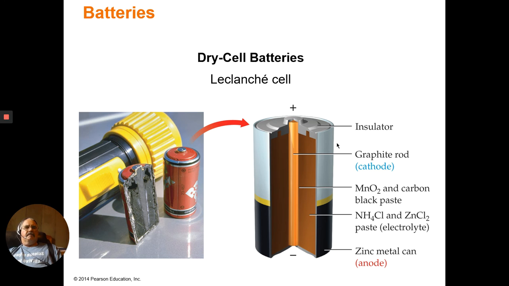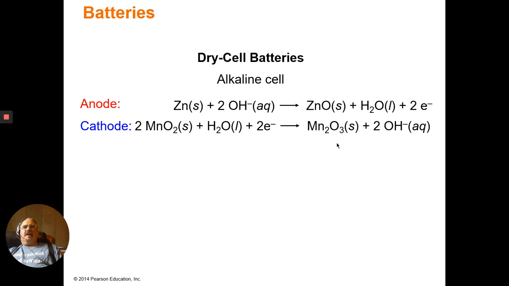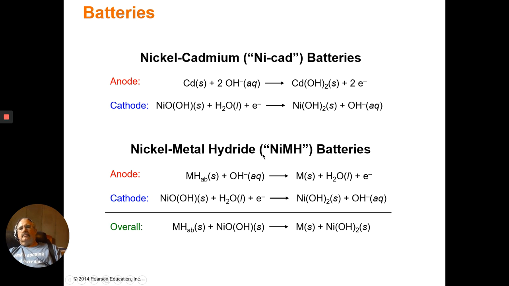Okay, and then this is simply a diagram of the dry cell battery. Here's an alkaline battery. This uses zinc and manganese(IV) oxide. Okay, these are a couple of types of rechargeable batteries. In this case, the household batteries are placed in a charger, and then an electric current is supplied from a wall outlet.